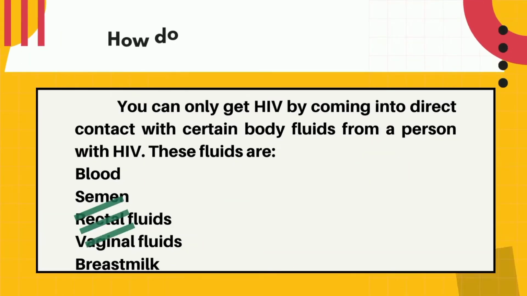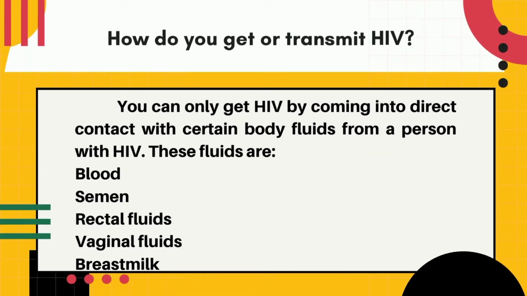How do you get or transmit HIV? You can only get HIV by coming into direct contact with certain body fluids. These fluids are blood, semen, rectal fluids, vaginal fluids, and breast milk.